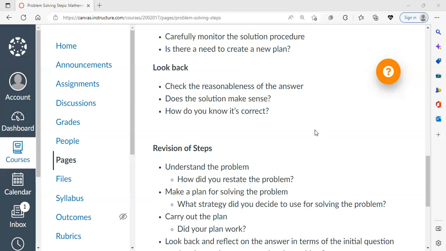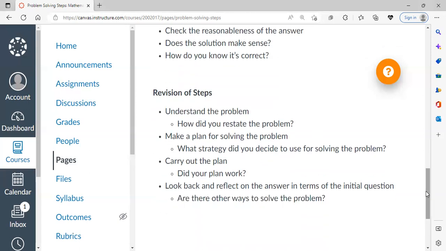And the strategy is just finding a way. All right. Simply speaking. When we carry out the plan, we're trying to check if our plan works. Otherwise, we said we're going to make another plan.